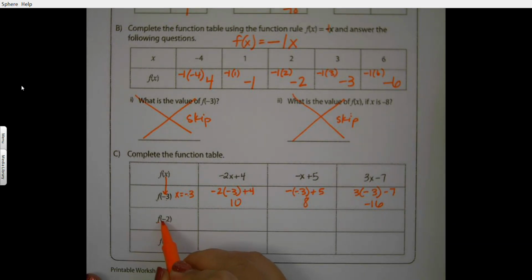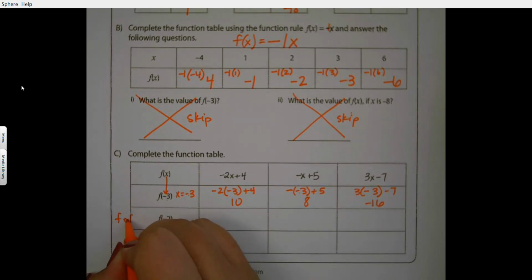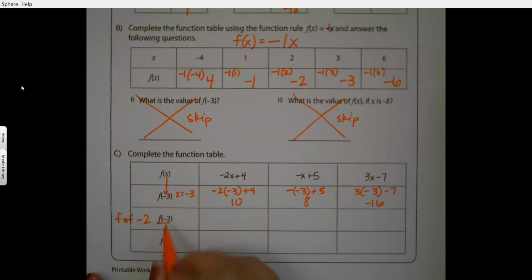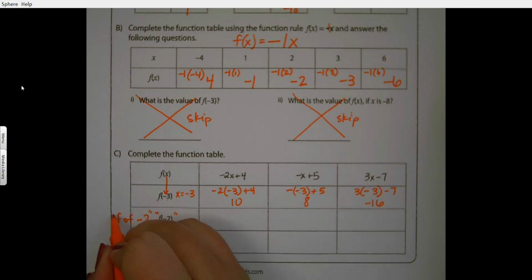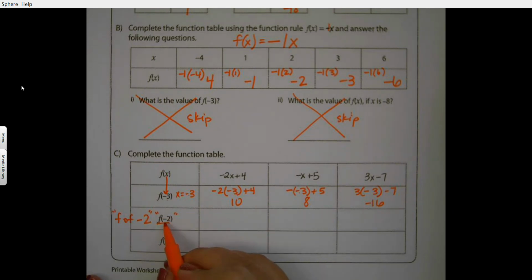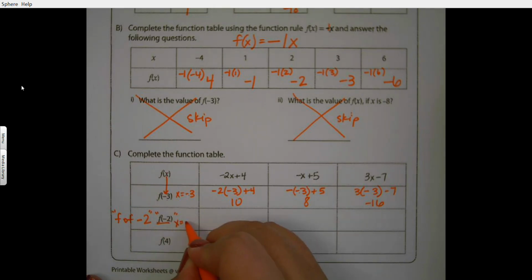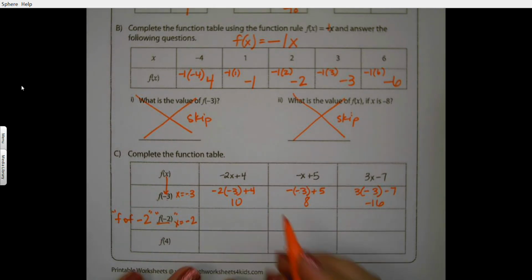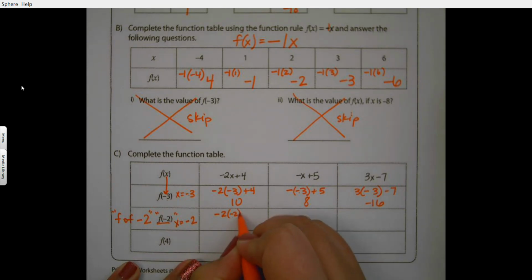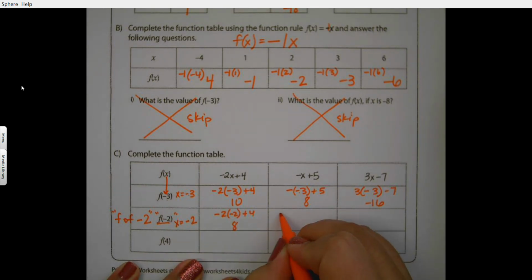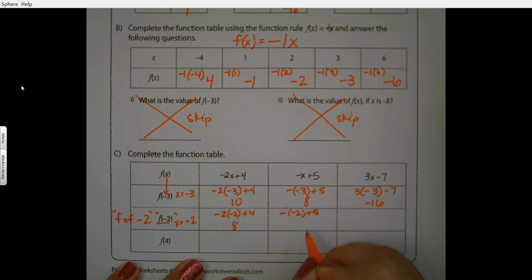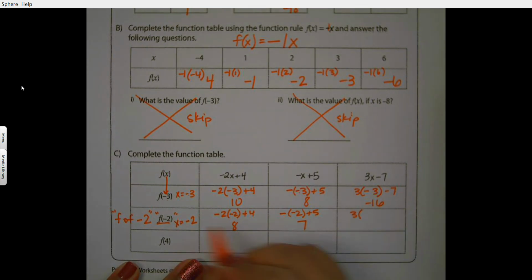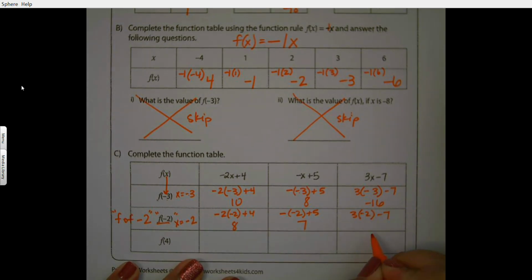We say f of negative 2. This is how you say this. This means negative 2 is replacing x. So x is equal to negative 2. So now I'm going to do negative 2 times negative 2 plus 4. Negative times negative 2 plus 5. And instead of writing x, I write negative 2. What is that? Negative 6, 7, 8, 9, 10, 11, 12, 13.